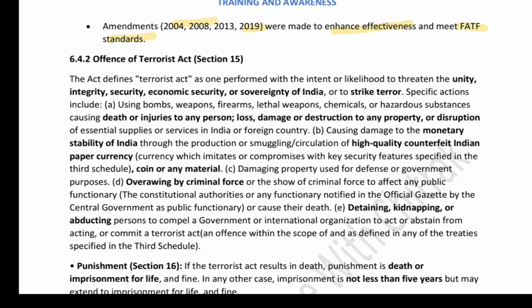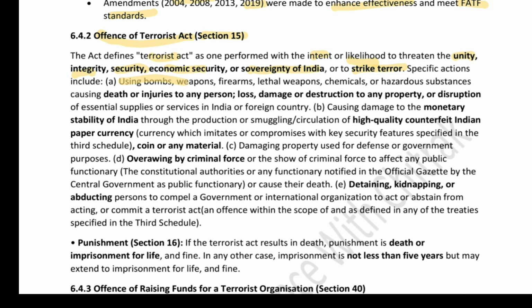Now we'll discuss some of the sections related to our AML KYC chapter. First is Section 15, the Offence of Terrorist Act. This act defines a terrorist act as one performed with the intent or likelihood to threaten the unity, integrity, security, economic security or sovereignty of India or to strike terror. Specific actions include using bombs, weapons, firearms, lethal weapons, chemicals or hazardous substances, causing death or injuries to any person, loss, damage or destruction to any property, or disruption of essential supplies or services in India or a foreign country.